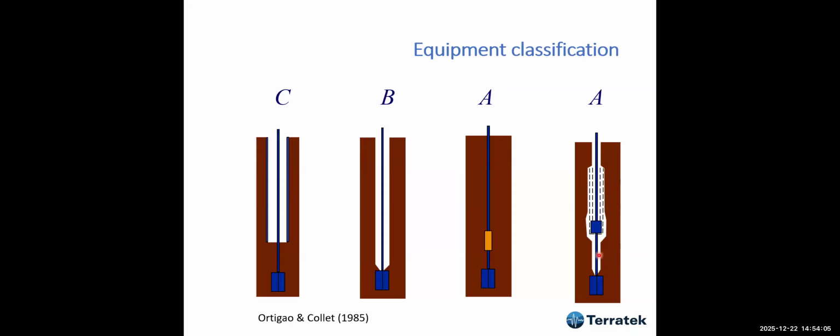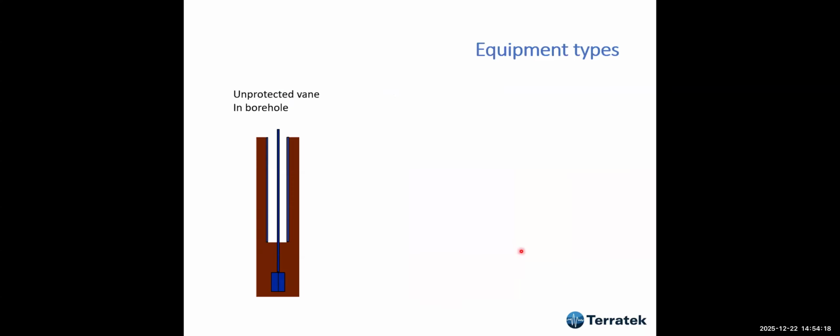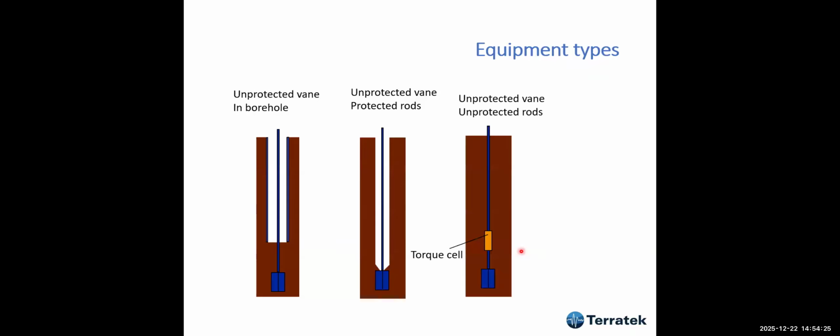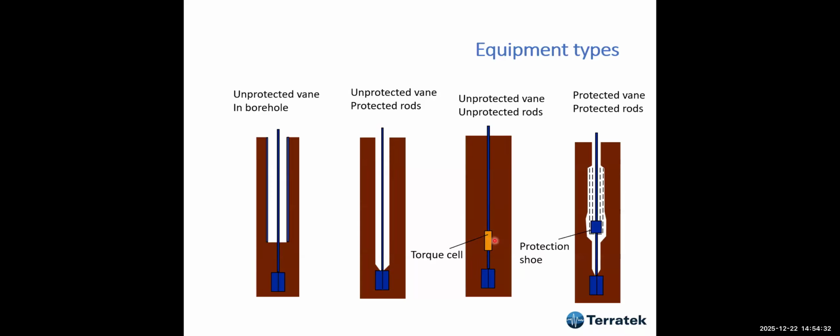When we came to the site, we pushed the rod into the soil, and there was no contact of the rod with the soil. So there's no friction, okay? We had unprotected vane in borehole, unprotected vane in protected rods, unprotected vane in unprotected rods, but we can have a torque cell here, which is very useful, or the protected vane in protected rods. So these are the equipment types that I've seen.